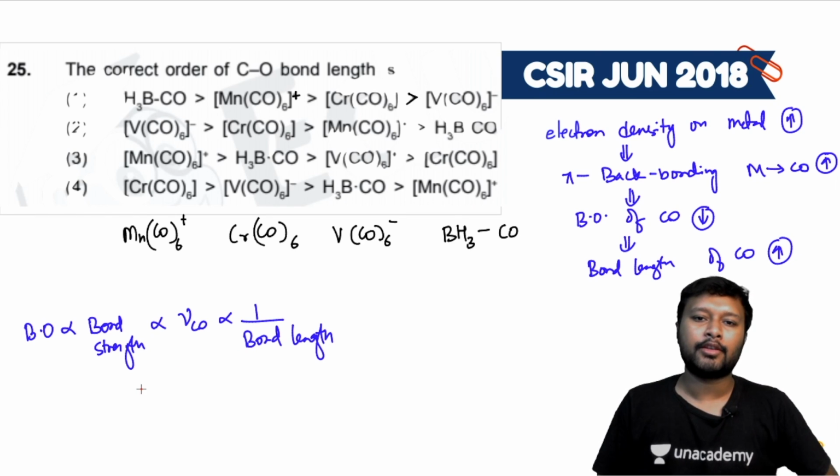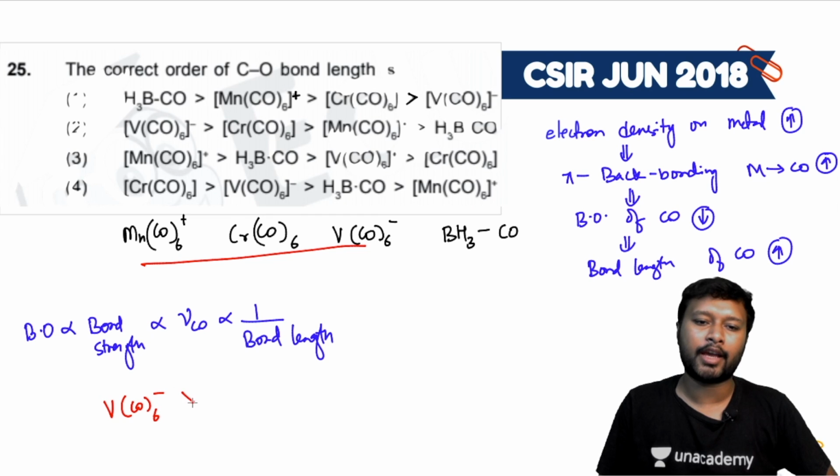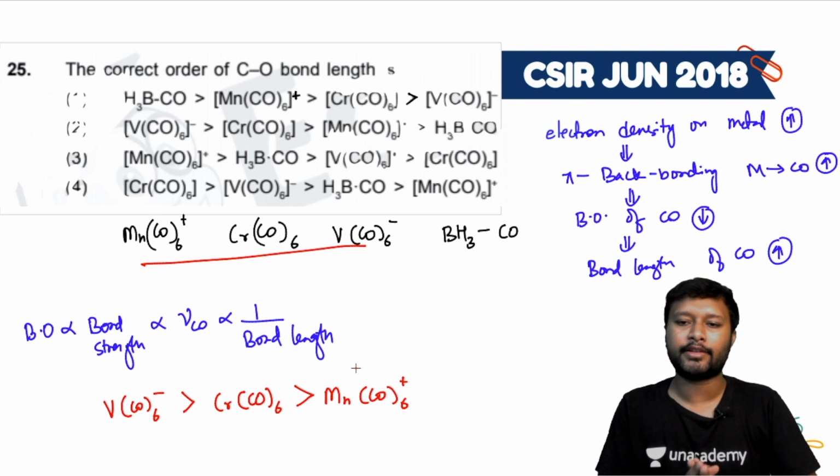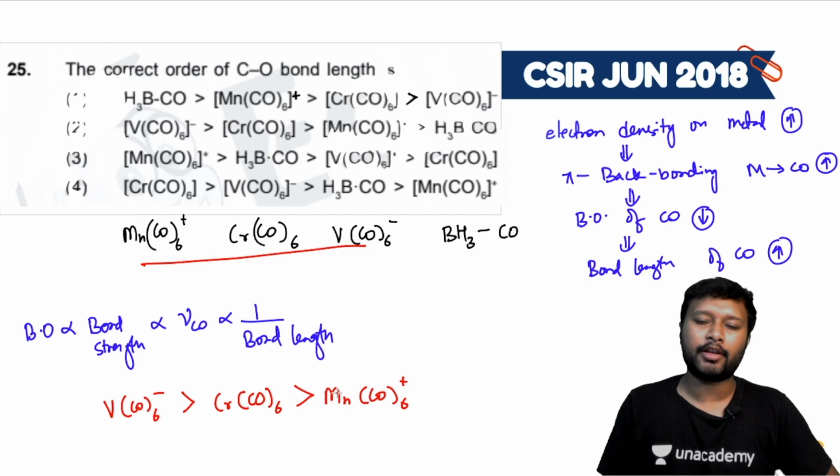That's what it is. So if I just have to arrange these three, I'll have this order: V(CO)6 minus will have the highest, then comes your Cr(CO)6, okay, then comes this, and then comes your Mn(CO)6 plus, because it does not have that much electron density on that, right? Now once you are done with these, you have to talk about this.